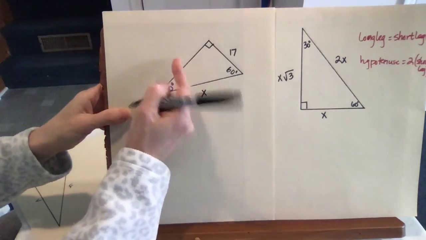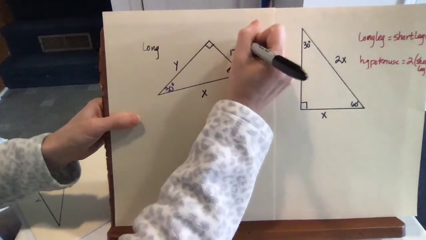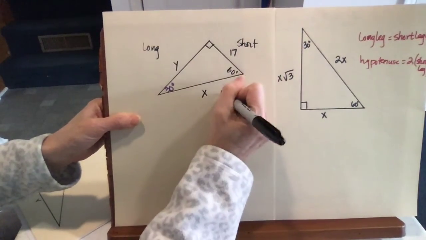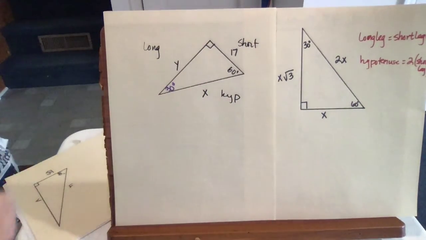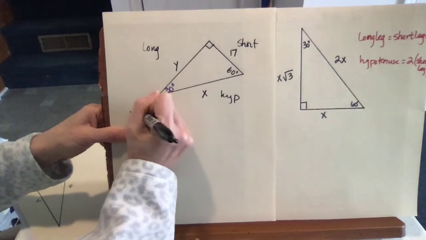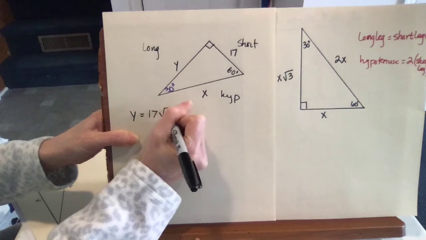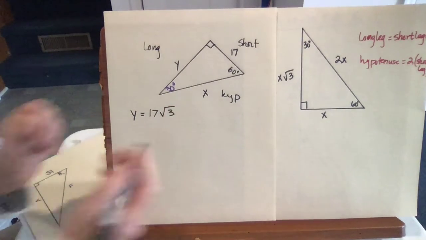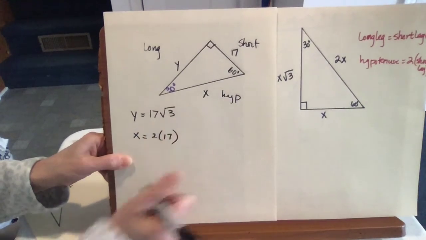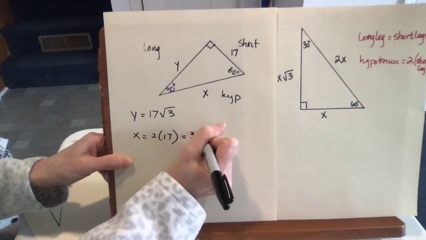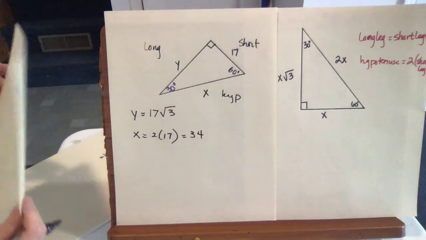All right, and y is our long leg. Sometimes I get tired of writing long legs, so I'm just going to put long, short, and of course we know this is our hypotenuse. We have our short leg, so it's pretty easy to get our long leg. So our long leg, y, is going to be 17 times root 3. And that's it, done. Our hypotenuse, which is x, is 2 times our short leg, which is 34. And we're done. So once you've identified those pieces, it's pretty easy from there.